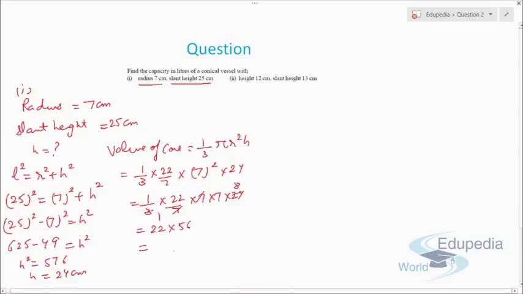So this will be 1232 centimeter cube, right? So this is the volume of the cone. Now it's given that we need to find the capacity in liters, right? So let's see how we can find the capacity in liters now.